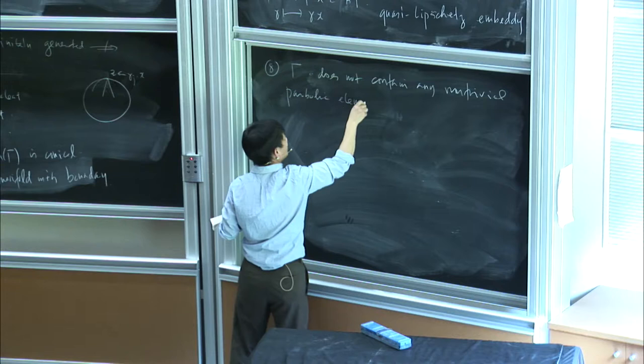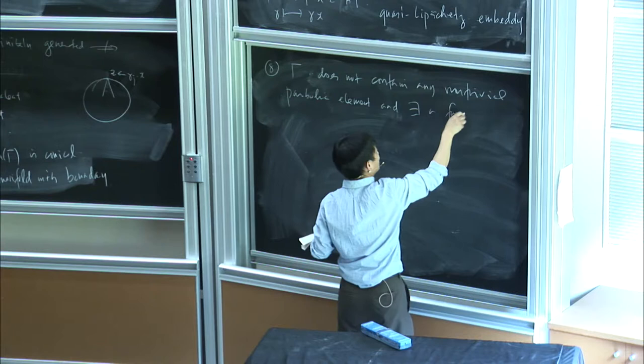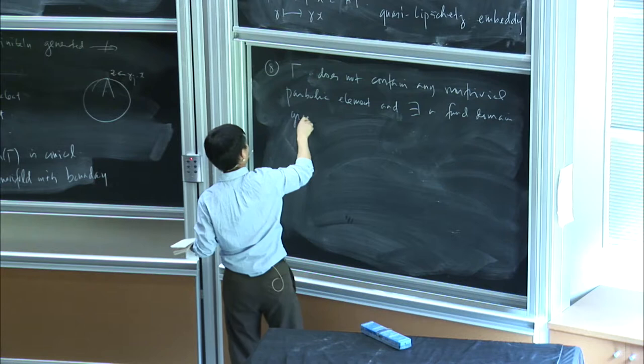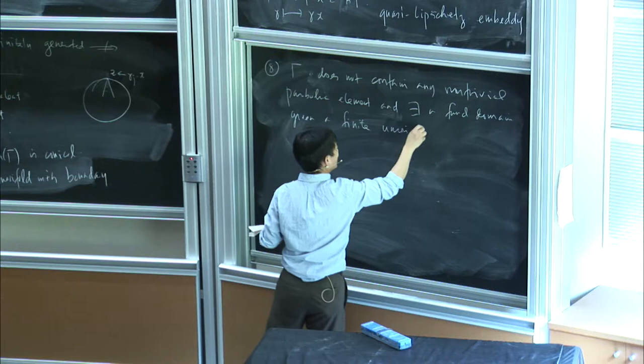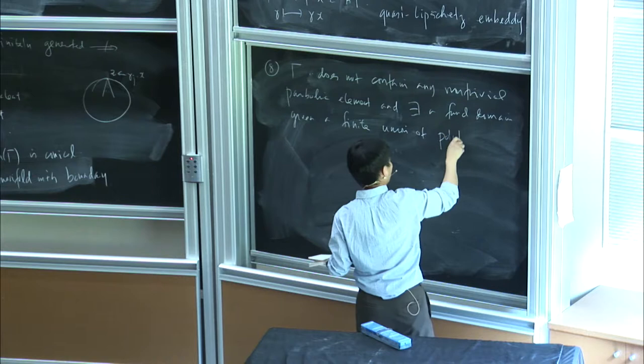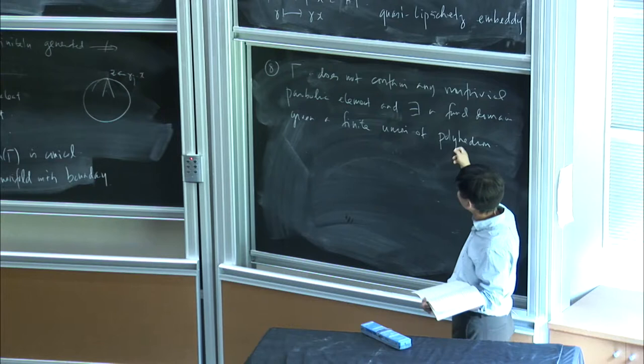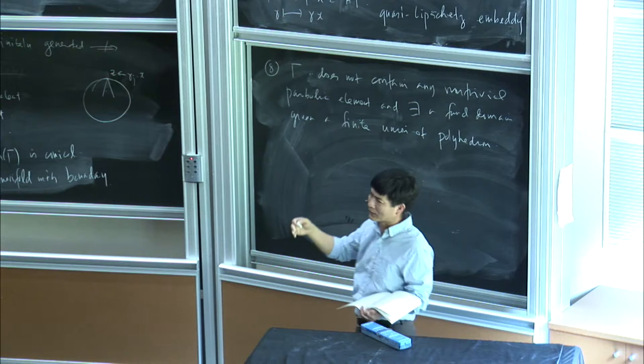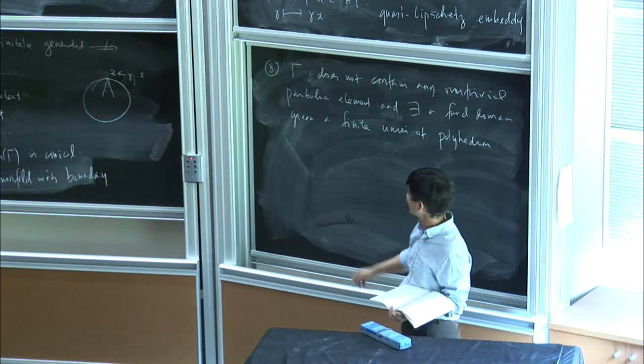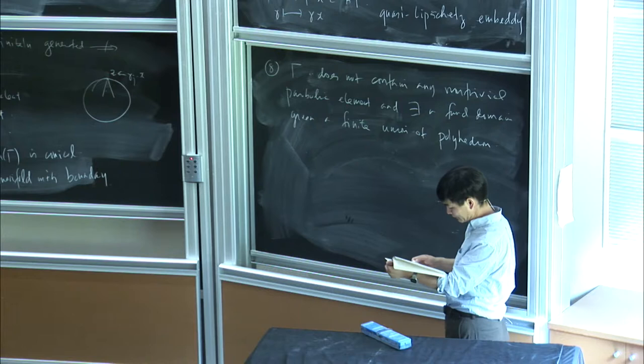and there exists a fundamental domain which is given by a finite union of polyhedra. So as you can see, this is a marked difference with the case n equal to 2 or 3. In that case, you can take a convex connected polyhedron as a fundamental domain. Here you cannot. I mean, you have to take finitely many. Okay, so that's the case for the real hyperbolic space.